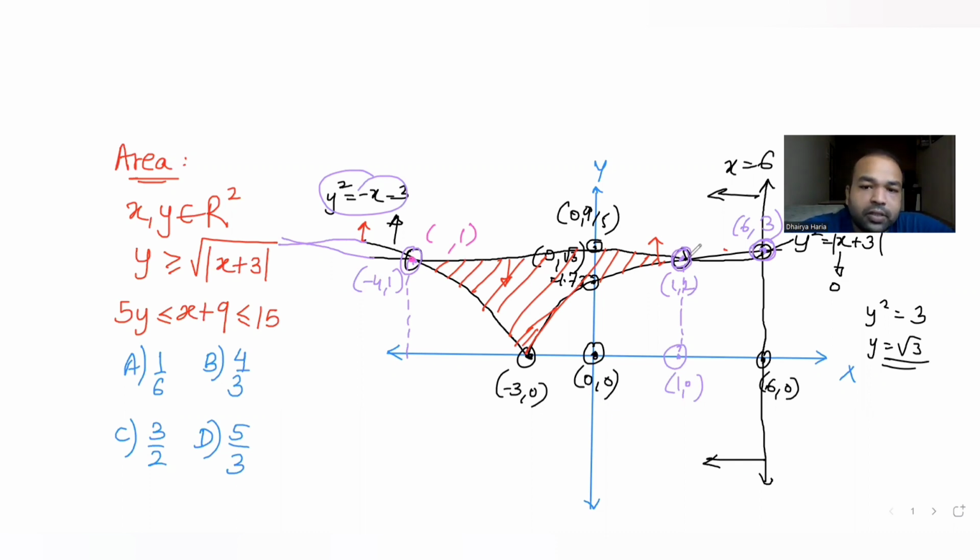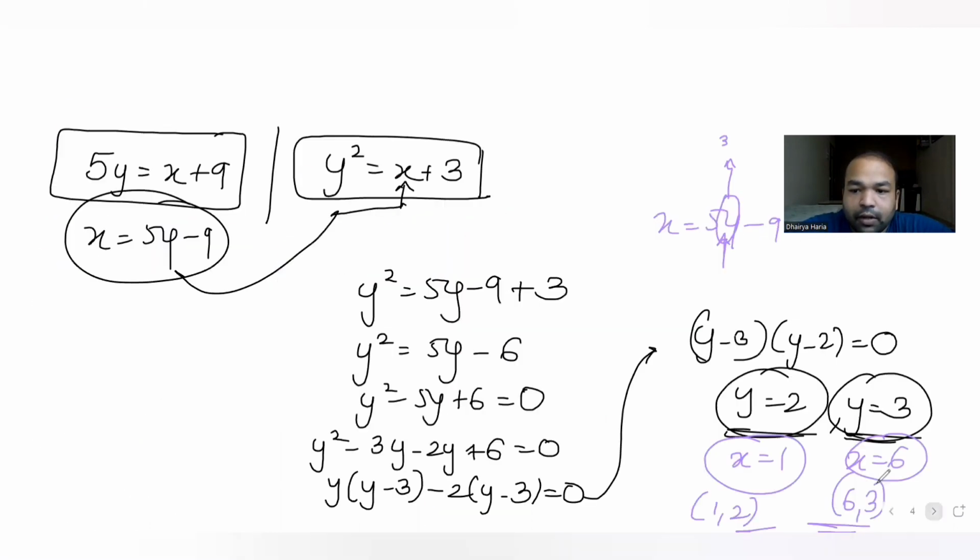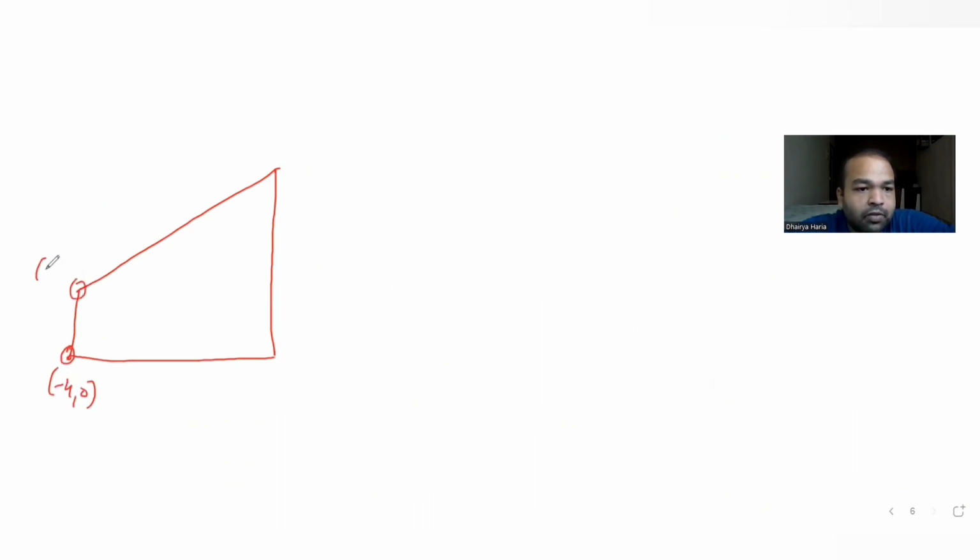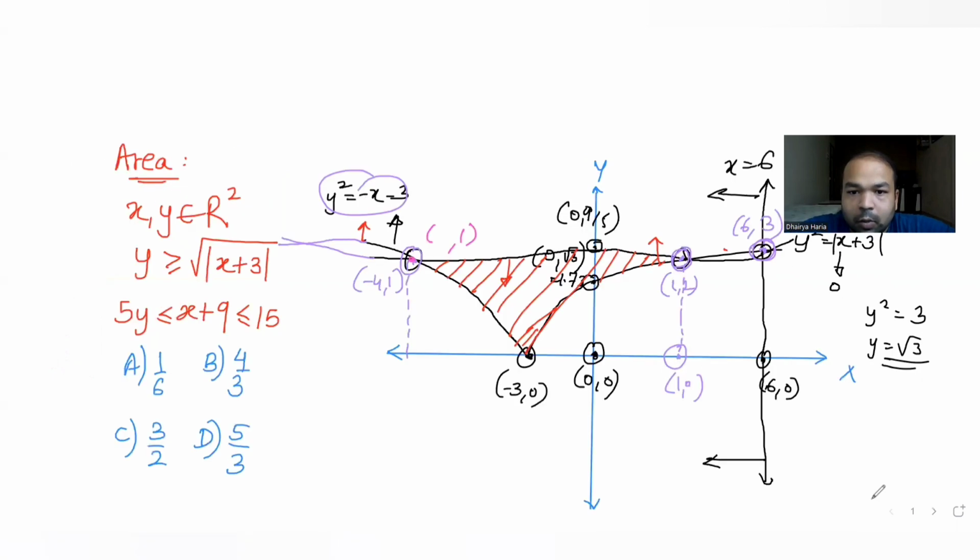Now what I can do here is, if I actually draw it correctly, you have a region like this, where this coordinate is known as minus 4, 0. This is known as minus 4, 1. This is known as 1, comma 2 and 1, comma 0.